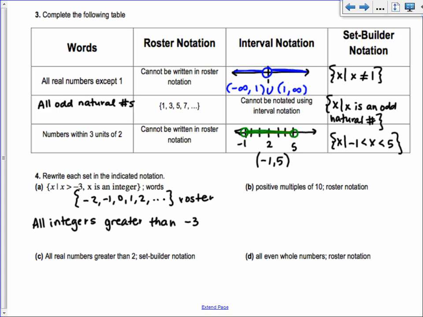Okay, so positive multiples of 10, let's write it in roster notation. Roster notation is the one where it's a list. We still use the little braces, but we don't have to do the x such that. So we're just listing all those items. Positive multiples of 10 means that it has 10, 20, 30, 40. Once you see the pattern, just use that.